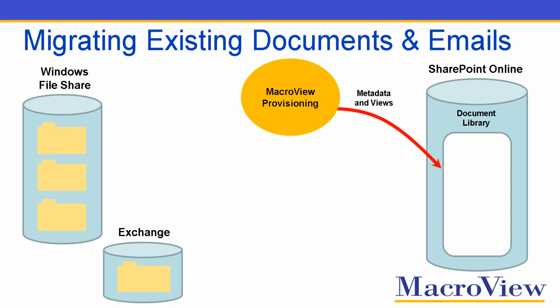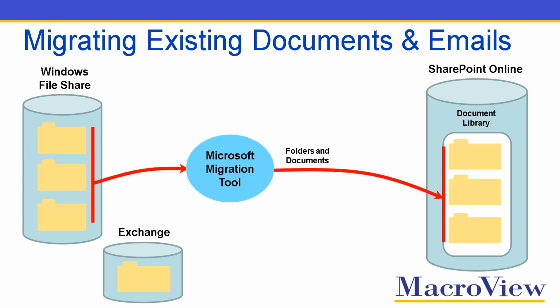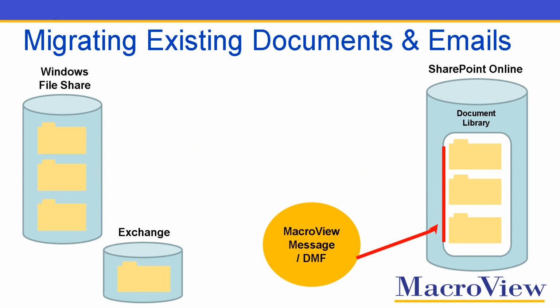The first step is to use the macro view provisioning tool to define metadata and views in that document library. You can then use the Microsoft Migration tool to reproduce the existing folders from your Windows file share in your SharePoint Online document library. Then you can use macro view message or macro view DMF to work with the documents in those SharePoint Online folders, including to drag and drop existing emails from Exchange folders into those SharePoint Online areas.